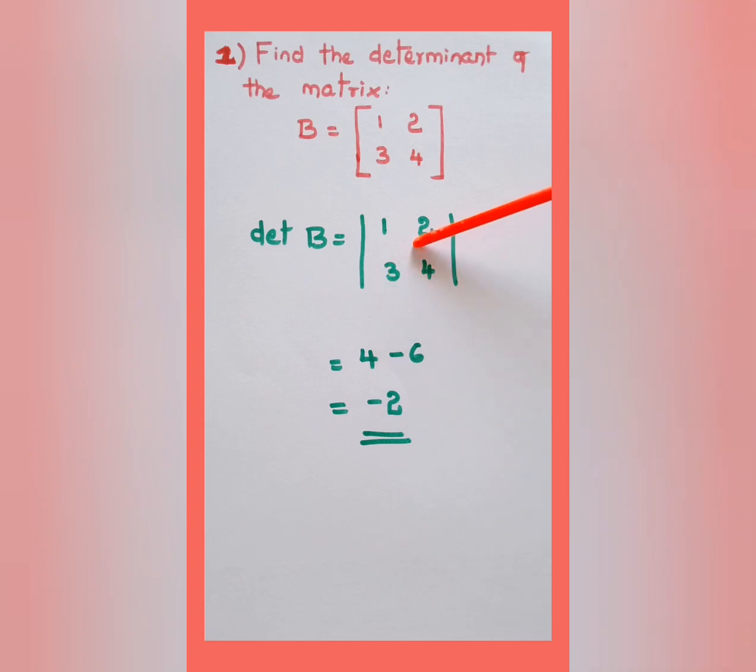Then for the second one, minus of 3 2s are 6. Okay. And subtract from the bigger number. 6 minus 4 is 2. Put the greater number's sign. Greater number is 6, so minus 2. So minus 2 is the answer.